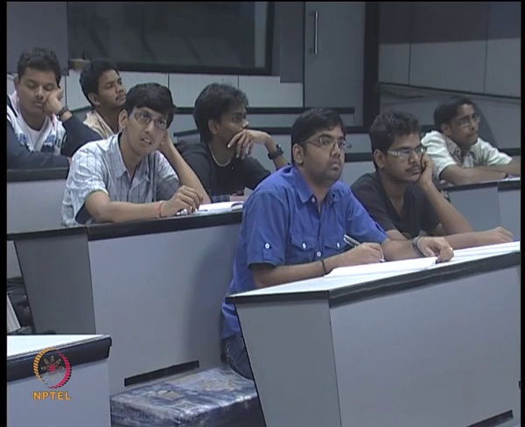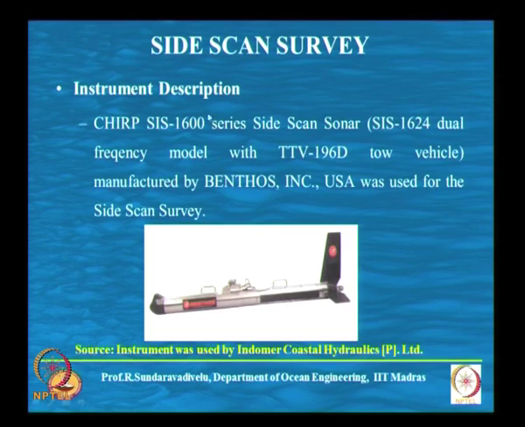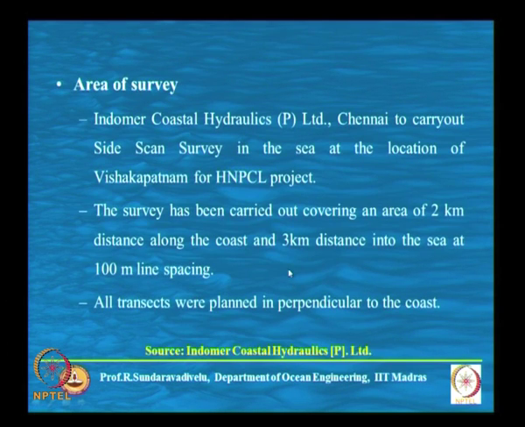We'll go back to the side scan survey. The instrument used is this side scan sonar, which has a dual frequency model. This is a photograph of the side scan survey. The side scan survey is typically done along with bathymetry as well as the shallow seismic survey. It is done for a length of 2 kilometers along the coast and 3 kilometers into the sea. This side scan is done at a 100 meter line spacing.